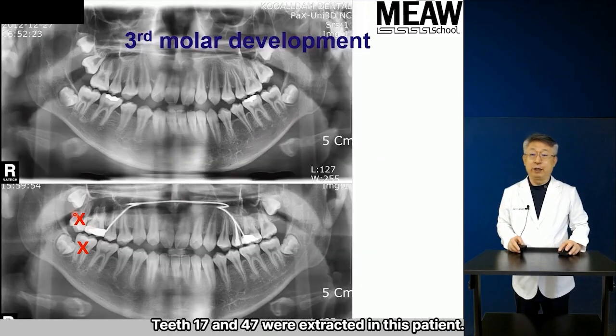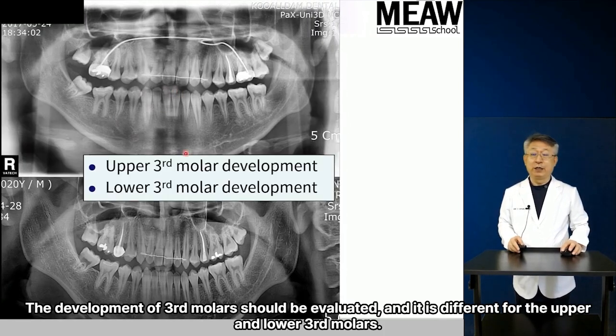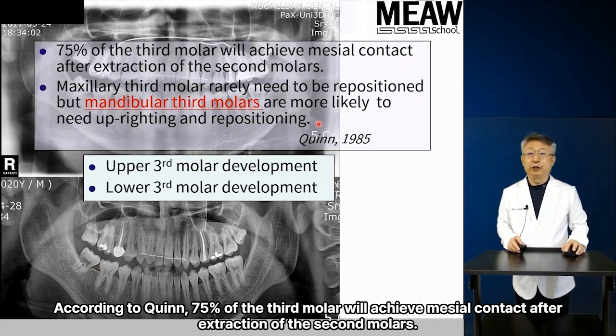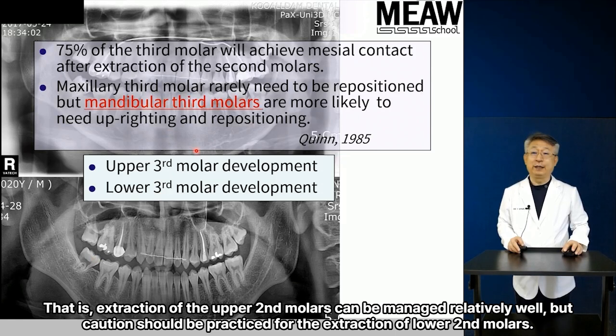Teeth 17 and 47 were extracted in this patient, and teeth 18 and 48 erupted. The development of third molars should be evaluated, and it is different for the upper and lower third molars. According to Quinn, 75% of the third molars will achieve mesial contact after extraction of the second molars. Maxillary third molars rarely need to be repositioned, but mandibular third molars are more likely to need uprighting and repositioning. That is, extraction of the upper second molars can be managed relatively well, but caution should be practiced for the extraction of lower second molars.